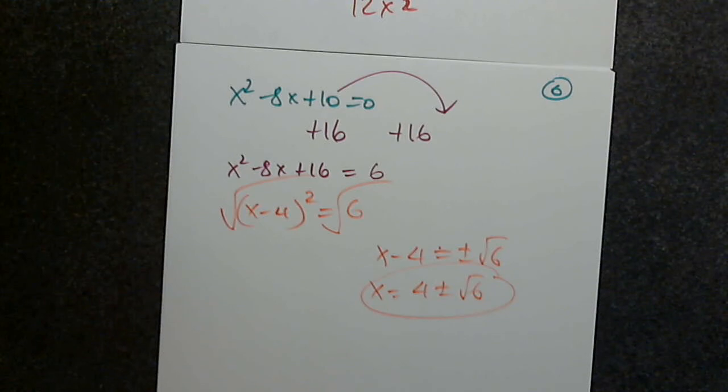Questions on this one? So the middle term, you divide by 2 first, and then square that answer to get that, and then whatever you get, you add to both sides of the equation. Well, what we normally do is we add and subtract.